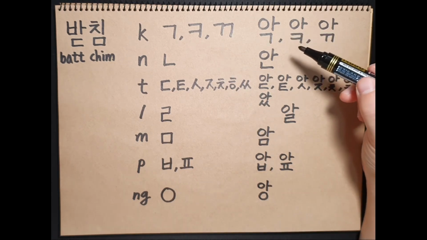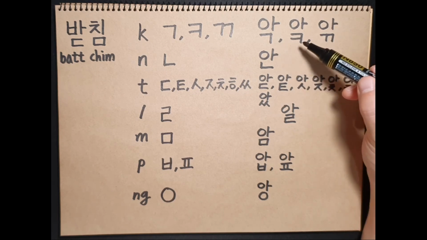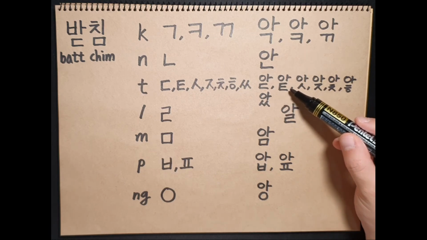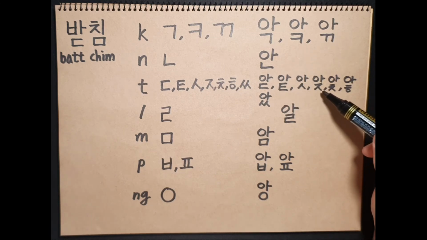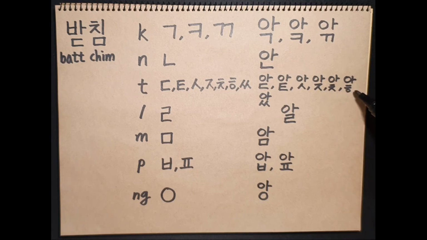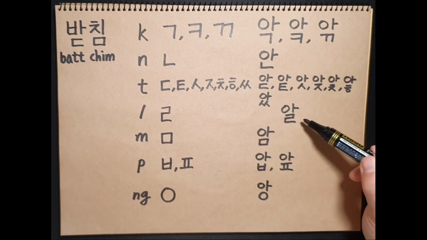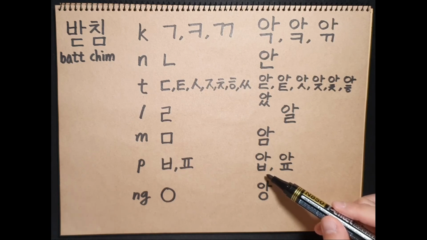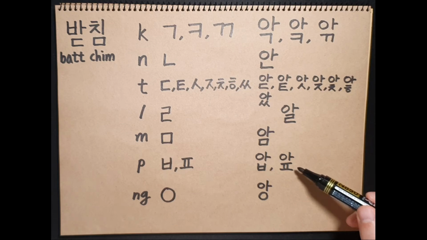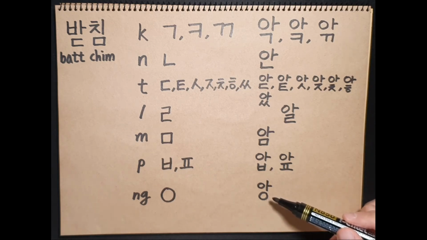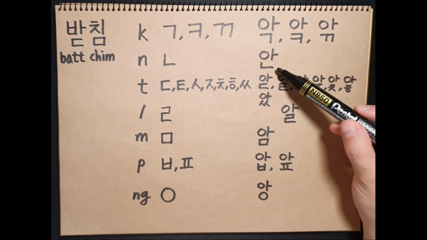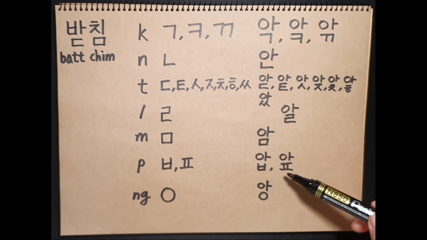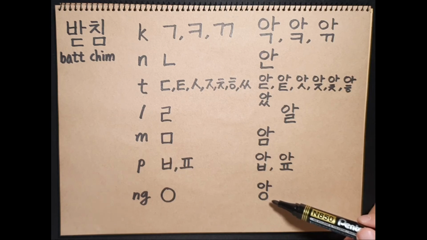Let's go through the pronunciations by reading these letters. 악, 안, 앗, 알, 암, 앞, 앙. 악, 안, 앗, 알, 암, 앞, 앙.